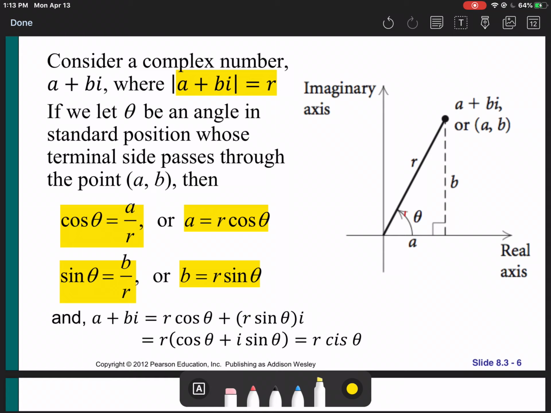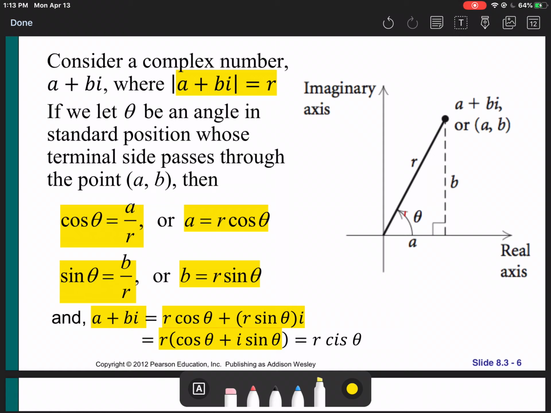So then this a plus bi, which is our standard form of the complex number, if we replace a with r cosine theta and replace b with r sine theta, I get r cosine theta plus r sine theta i, just making those substitutions. And you'll typically see it written this way, where they'll factor out the r and write it as r times (cosine theta plus i sine theta). And remember again, the i there is the imaginary number. It's the square root of negative 1. That's what it represents. Okay?